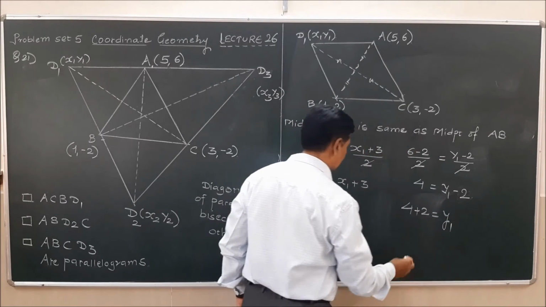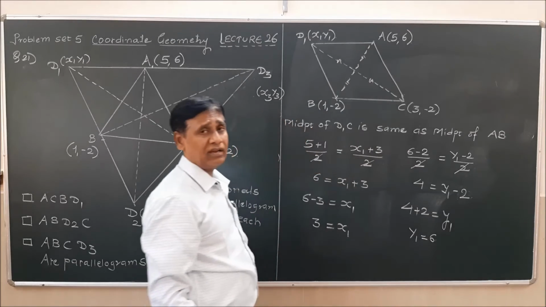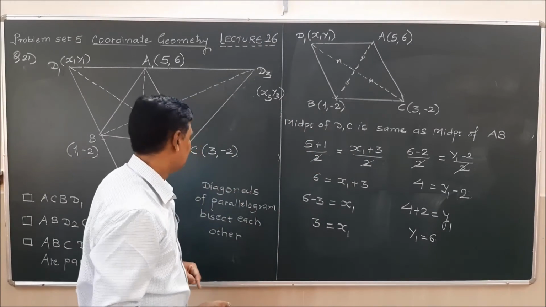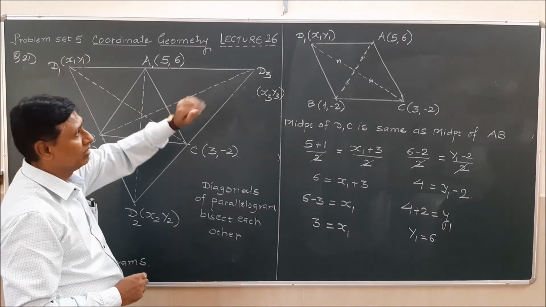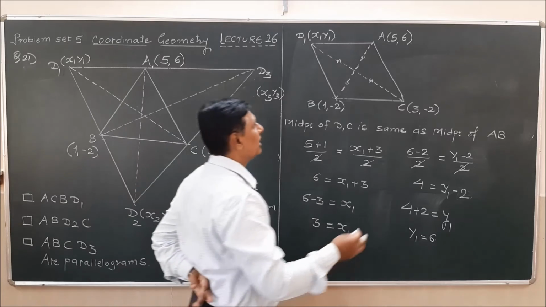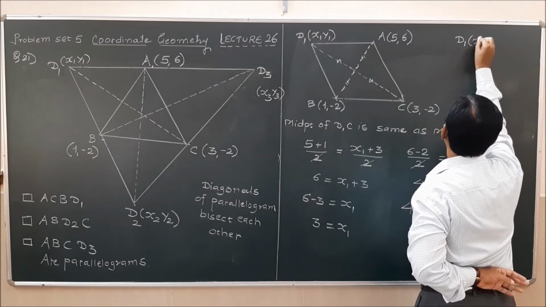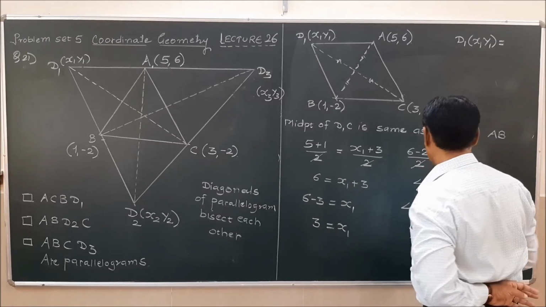4 plus 2 is equal to y1. So y1 is equal to 6. So what I got now? I got a very important thing: the value of D1, which is the possibility of one of the vertices. So D1 is equal to, I'll write over here, x1, y1, that is equal to 3 comma 6.